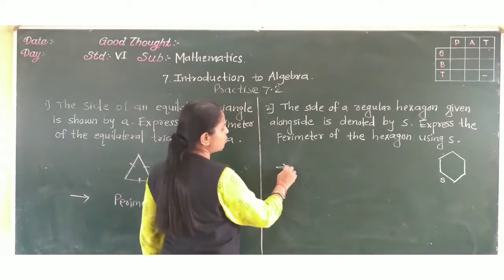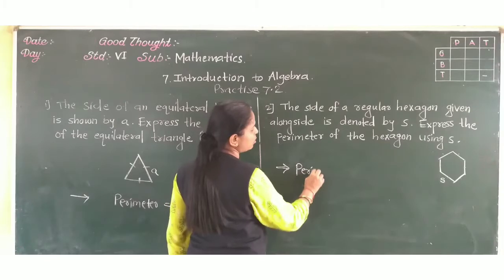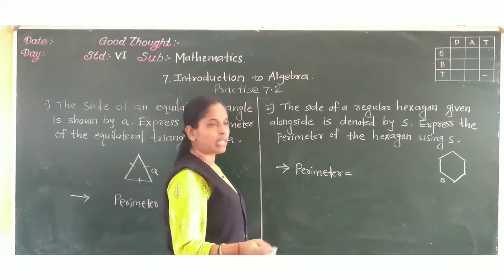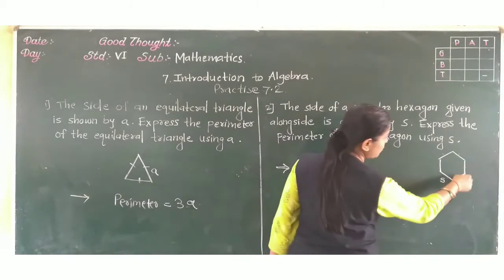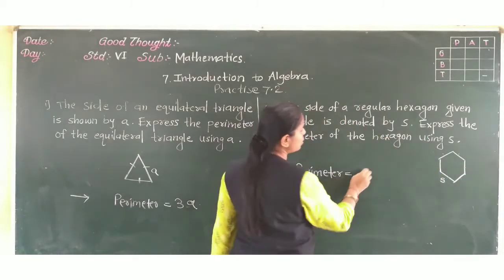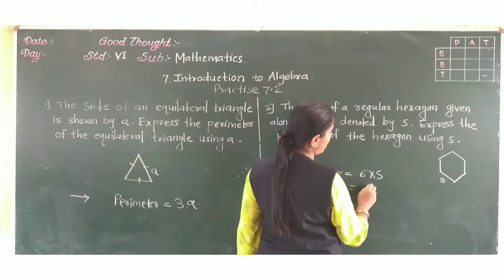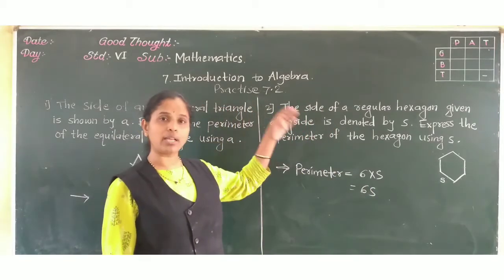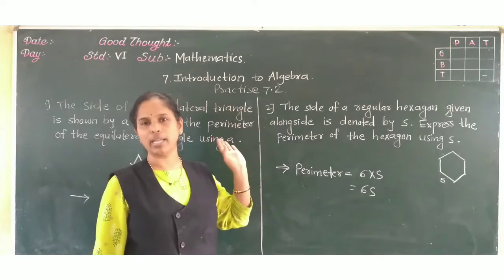So, what will be the perimeter of the hexagon? Now again, perimeter is nothing but addition of all the sides. That is, all these 6 sides we have to add. So, the answer will be 6 into S, that is 6S. Okay. 6 times addition is nothing but 6 multiplied by S.